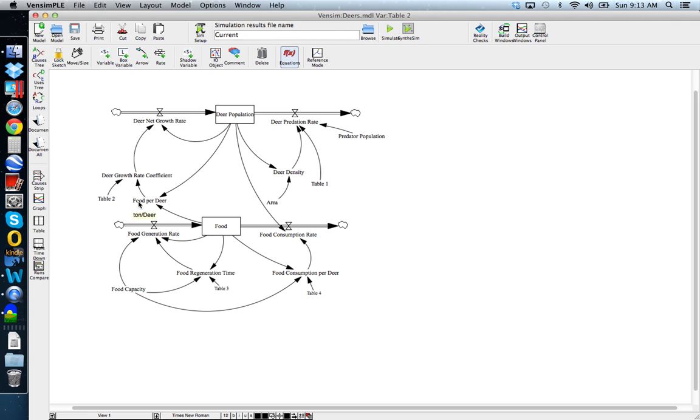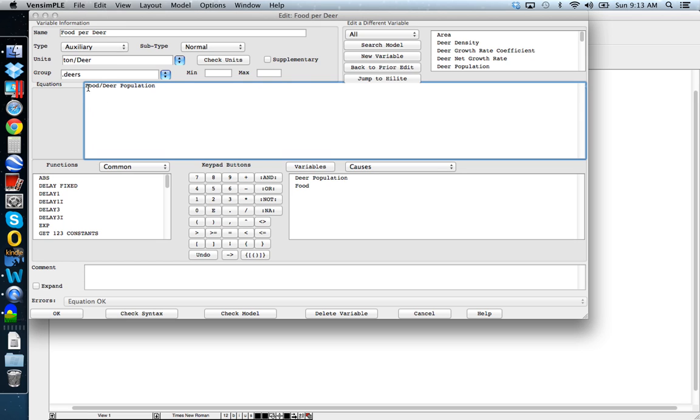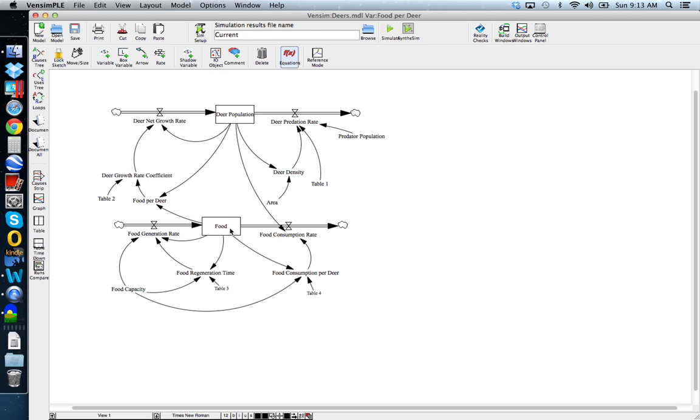So the food per deer is obtained from the food available as a stock, and the deer population. If you go to food per deer here, you want to look at that equation. It's essentially food divided by the deer population, and the units are tons per deer. Okay, so let's get back to it.